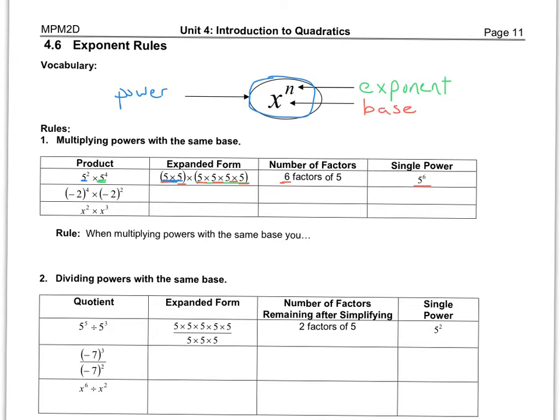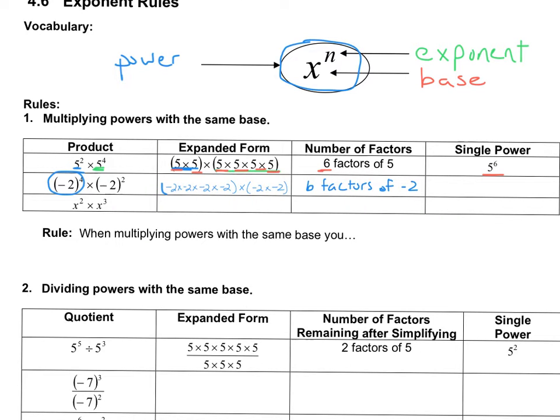Now there is a rule that we can work with these numbers, the exponents, to get 5 to the exponent of 6 out of that. All right, so you're going to write the expanded form for the next part. That would be negative 2 times negative 2 times negative 2 times negative 2, 4 factors of negative 2, and then we're going to have another 2 factors of negative 2. So altogether here we have 6 factors of negative 2, or negative 2 to the exponent of 6.